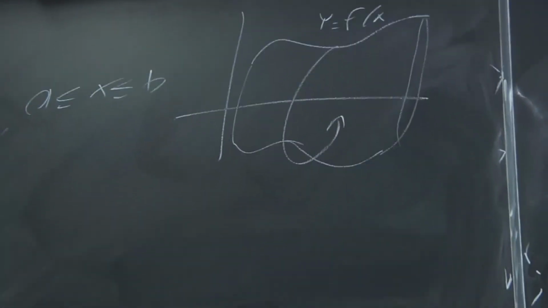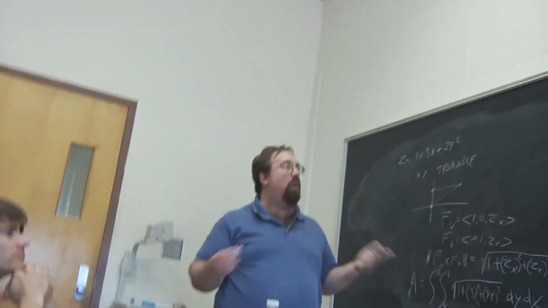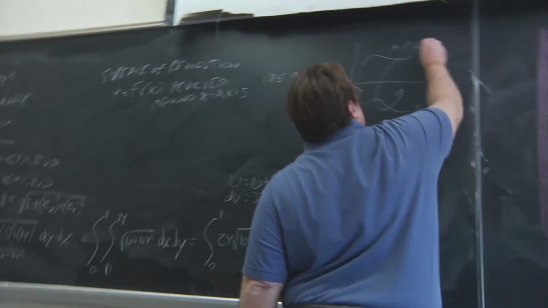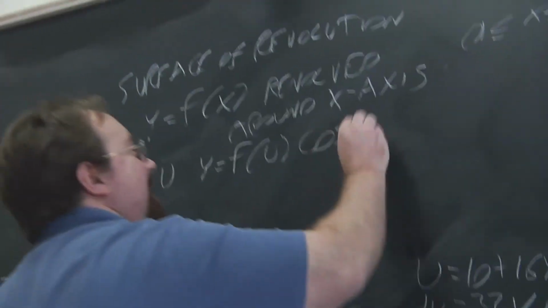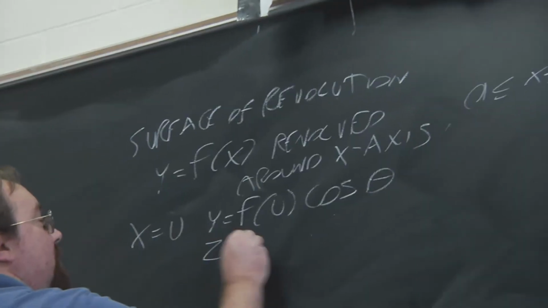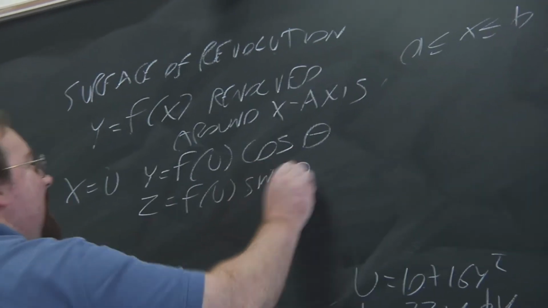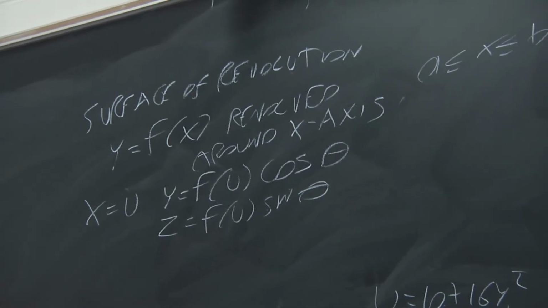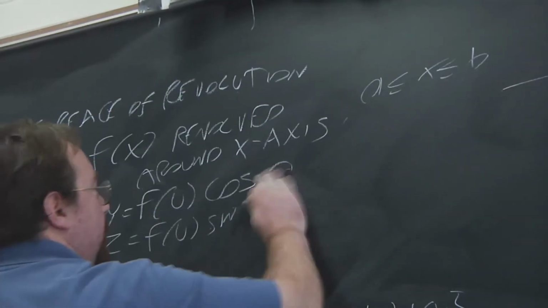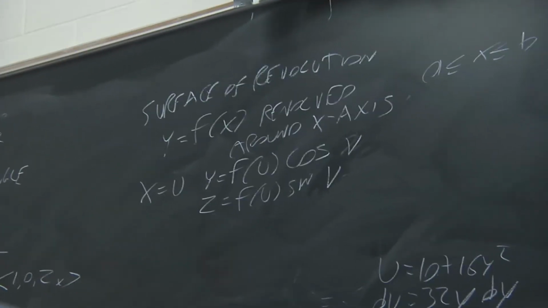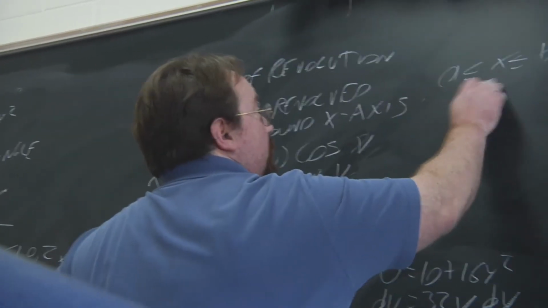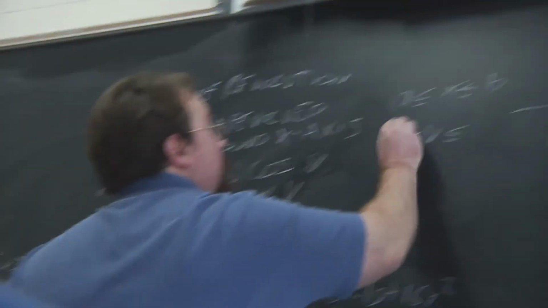So in Calc 2, you study surfaces like this to compute volume, but you use similar ideas to compute the area. So we have a parameterization: x is u, y equals f of u cosine theta, z is equal to f of u sine theta. Or actually, I'm using v in the notes for theta, so I'll just keep it the same. So u goes between a and b. v goes between 0 and 2 pi.